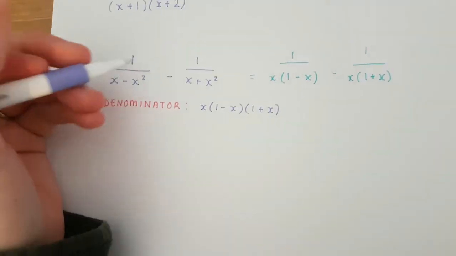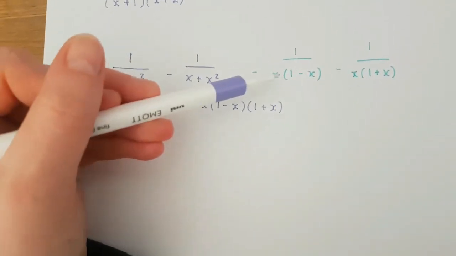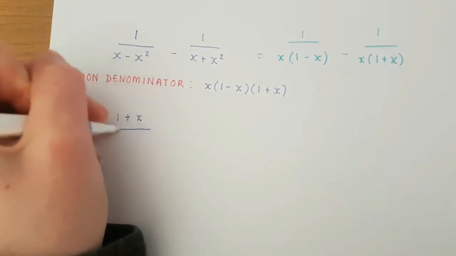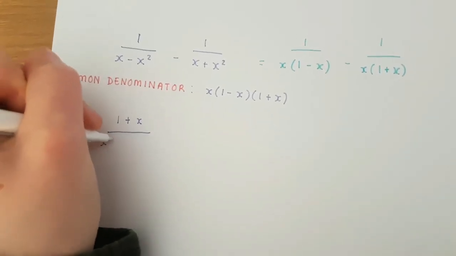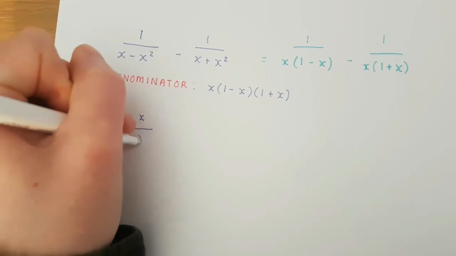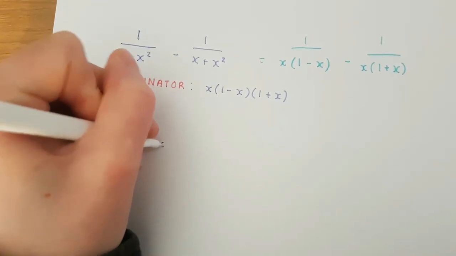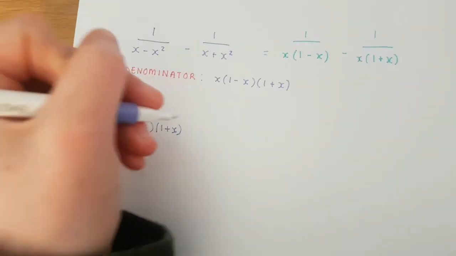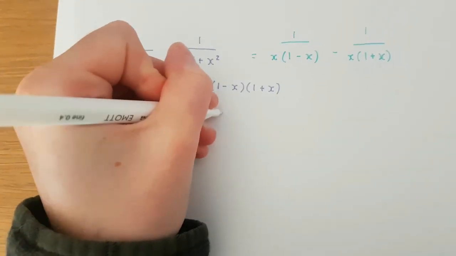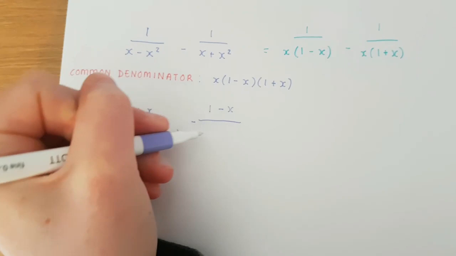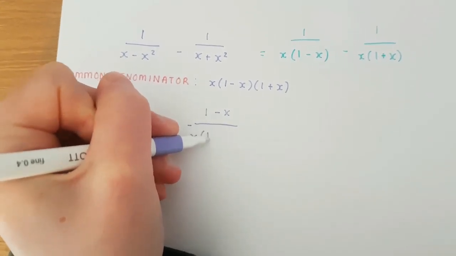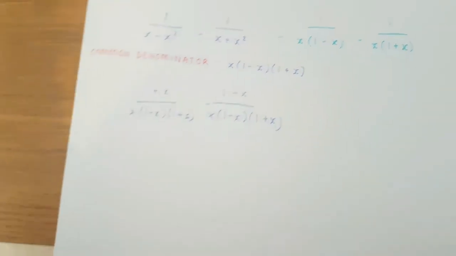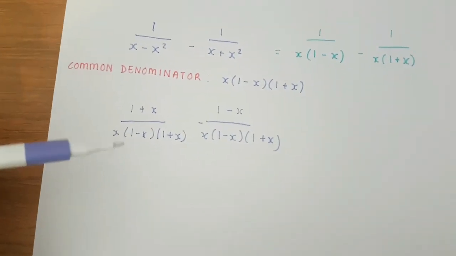Now if we're going to solve through this, if we've multiplied this fraction here by 1 plus x, my numerator is now 1 plus x, and I have that common denominator running through x, 1 minus x, 1 plus x. And I've multiplied this fraction by 1 minus x, so I'm taking away 1 minus x, and I have that same denominator, x, 1 minus x, 1 plus x. And then from here, I can just simplify as I normally would.